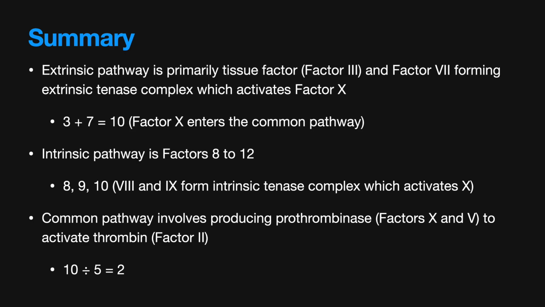For the intrinsic pathway, it involves factors 8 through 12. You can count 8, 9, 10 in order, as factors 8 and 9 are going to form the intrinsic kinase complex, which will then activate factor 10. Finally, the common pathway produces prothrombinase from factors 5 and 10, which activates thrombin, also known as factor 2. So you can think of 10 divided by 5 is equal to 2. I hope you find these mnemonics a little bit helpful.